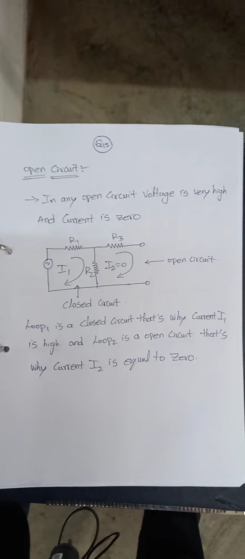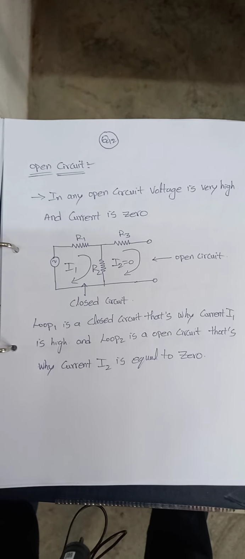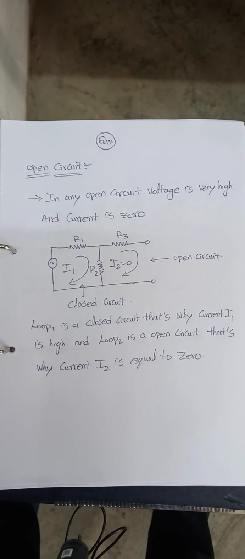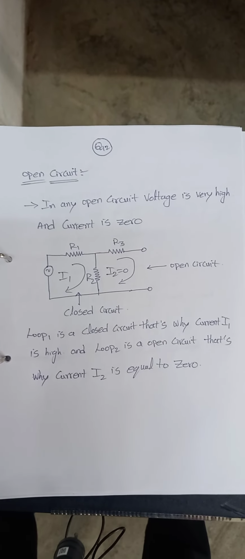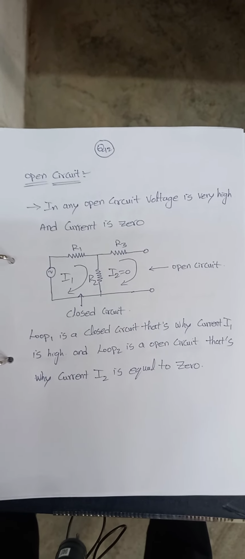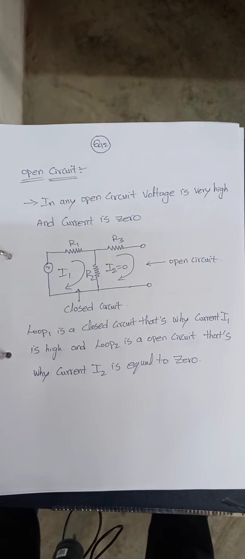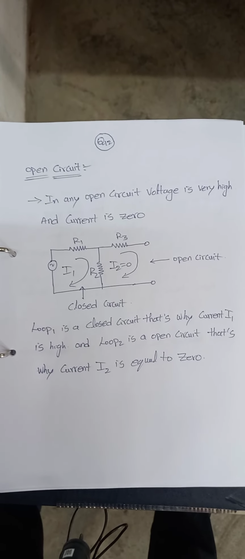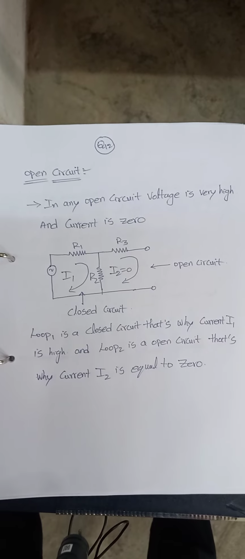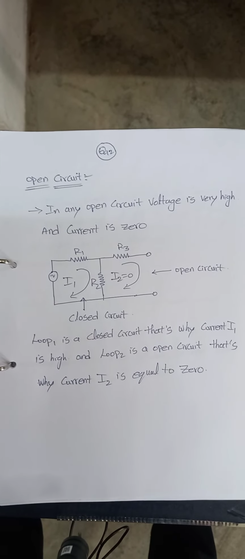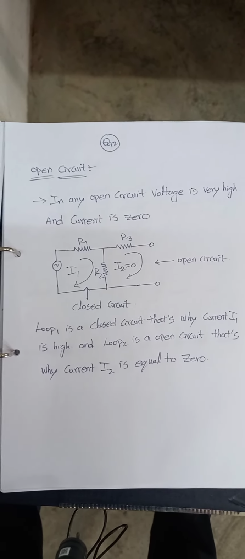So here in the first loop, the I1 current is high and in the second loop, the I2 current is 0, because the second circuit, whatever it may be, in that network is in open circuit condition. Because of that, the I2 current is 0.